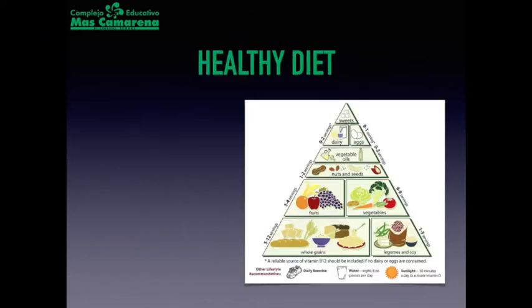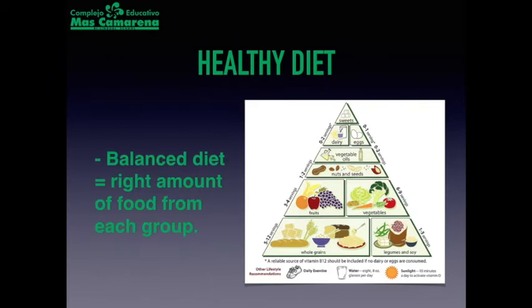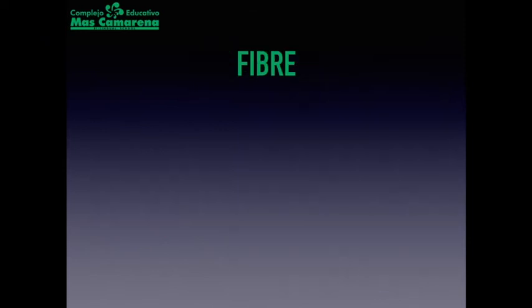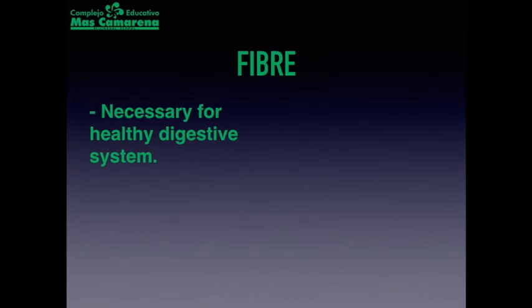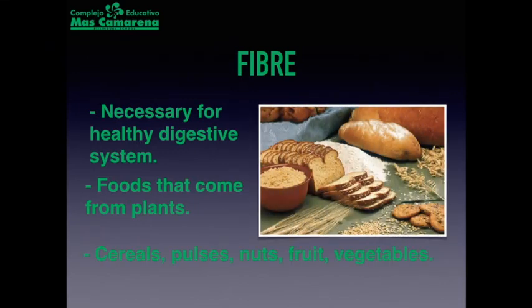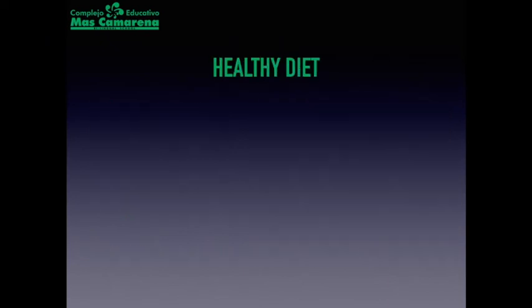Now, remember, for a healthy diet, a balanced diet is all about having the right amount of food from each group, as this picture shows us. Now, fiber is also an important part of a healthy diet and is necessary for a healthy digestive system. And you often get fiber from foods that come from plants, such as cereals, pulses, nuts, fruit and vegetables.